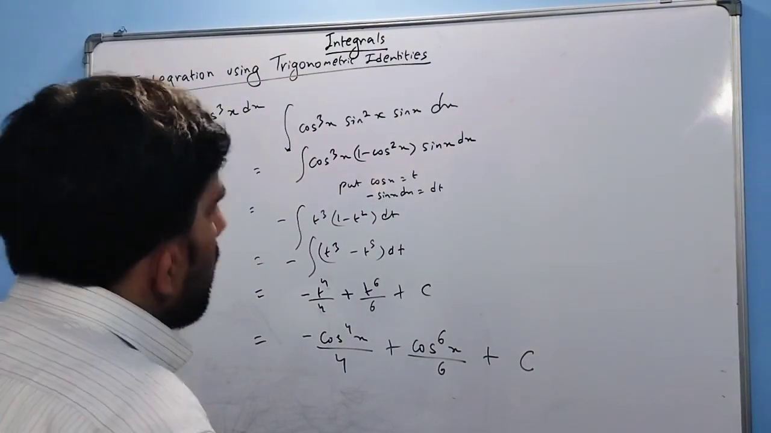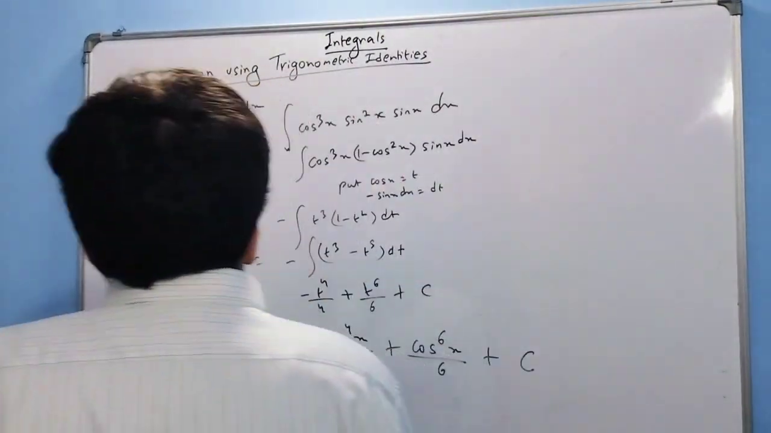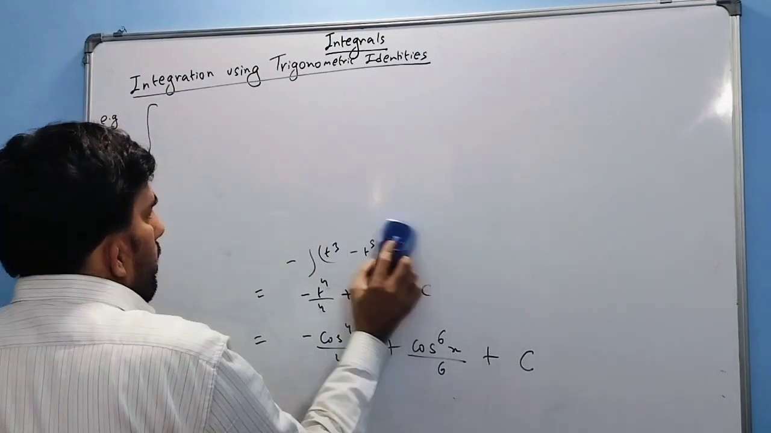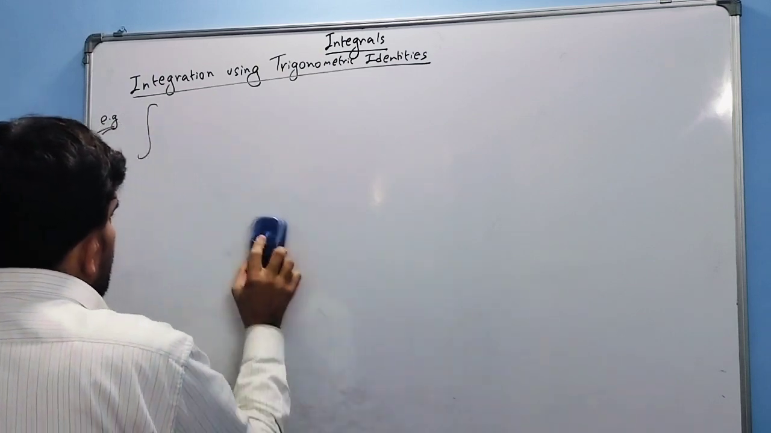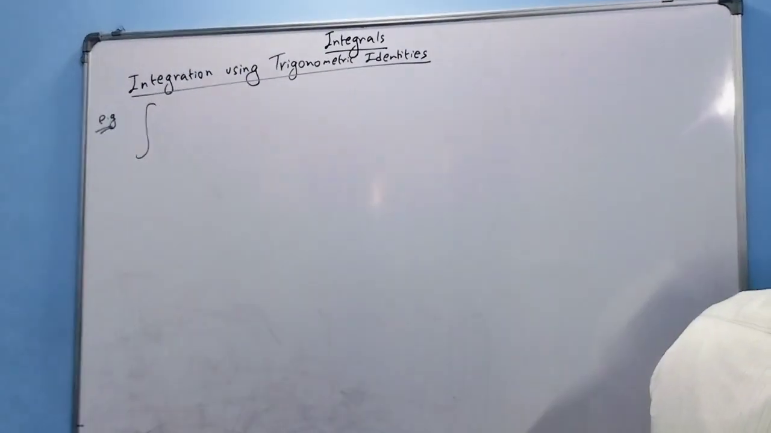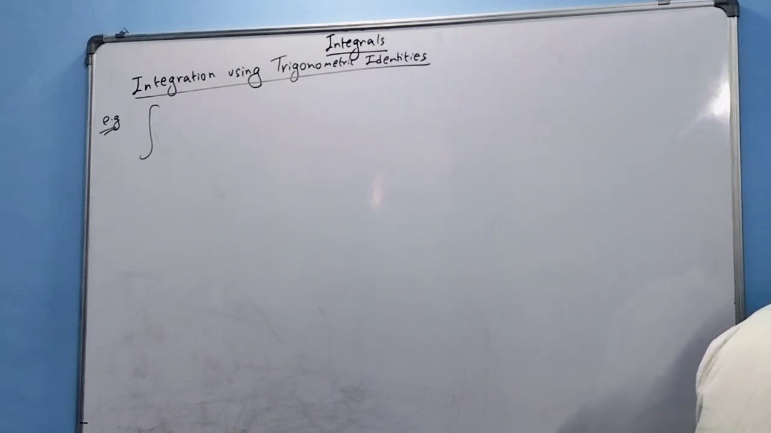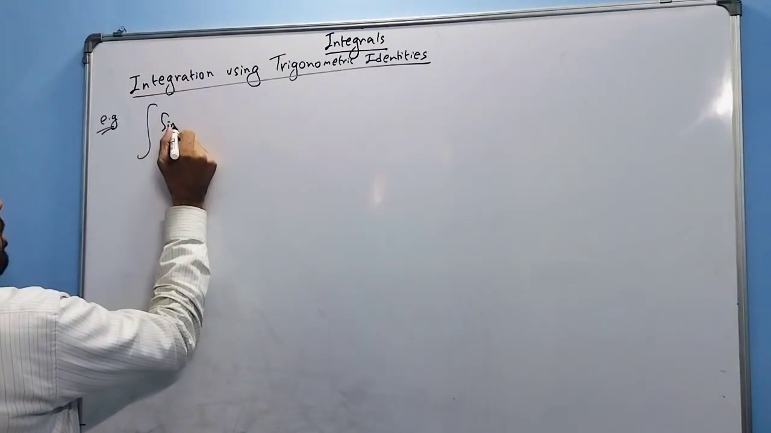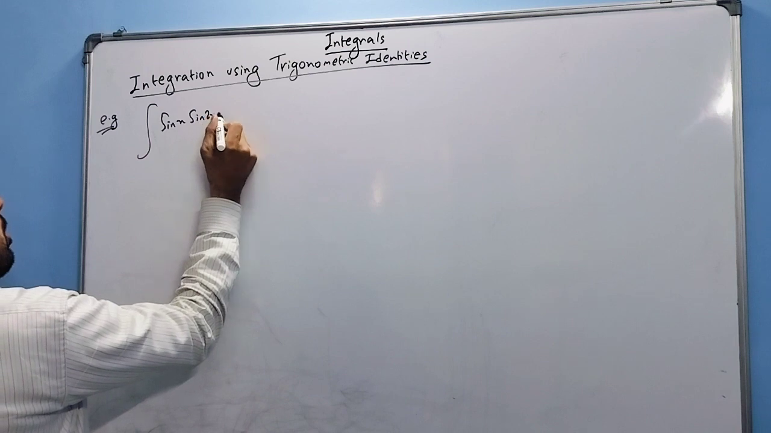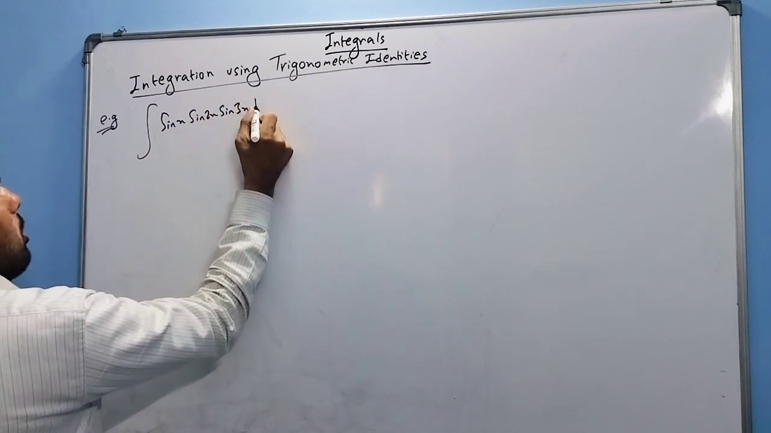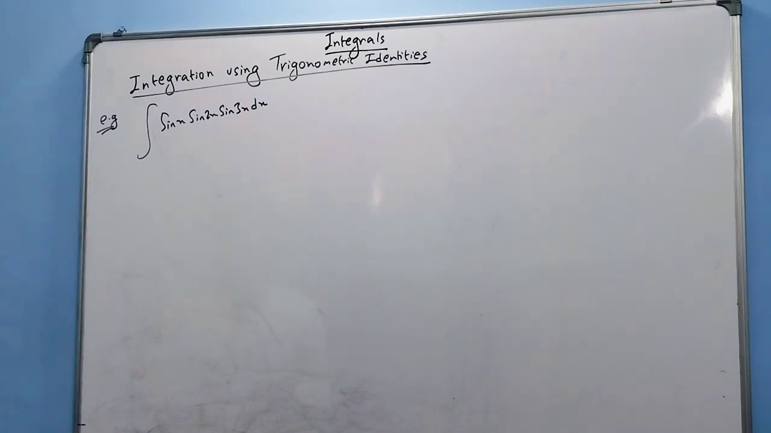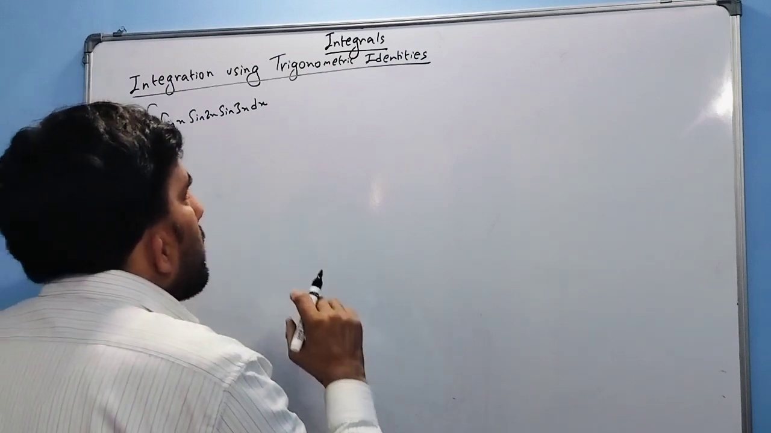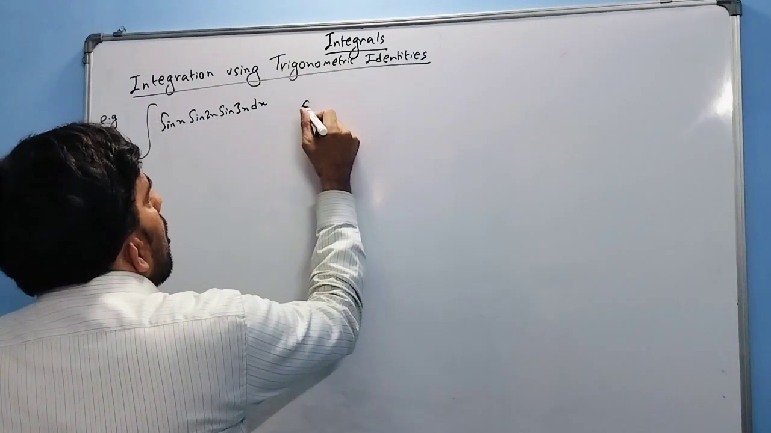Now we'll try to solve the next numerical we have. Let us see what the next numerical is and try to solve it out. So now we have the next numerical, that is sin x, sin 2x, sin 3x. Okay, so likewise we can solve all kinds of numericals using this trigonometric identity. So let us see how we will be able to solve it.